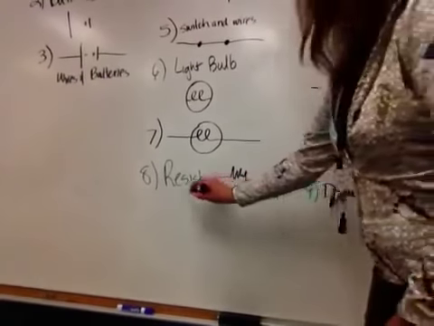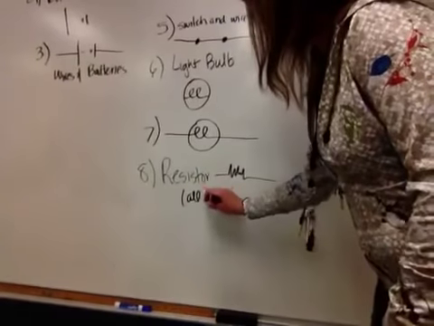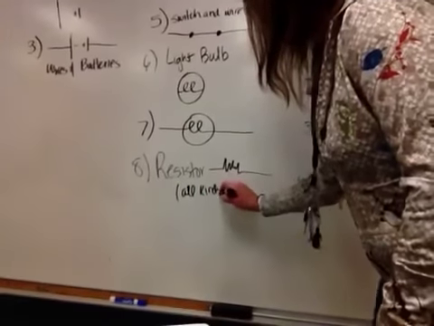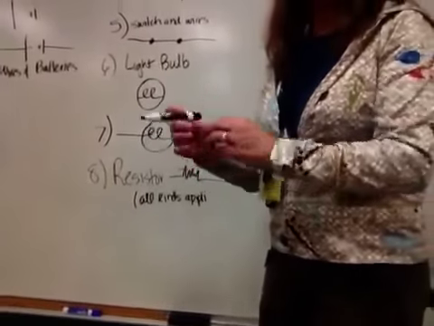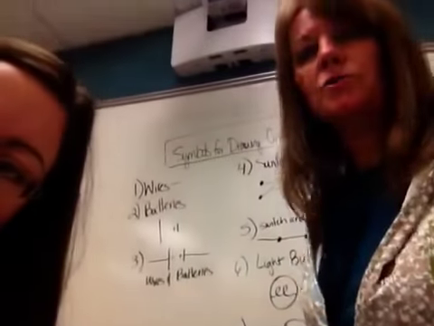So this is really all kinds of appliances. That's it for right now. Let's come back and we'll put all these together for our actual circuit drawing.